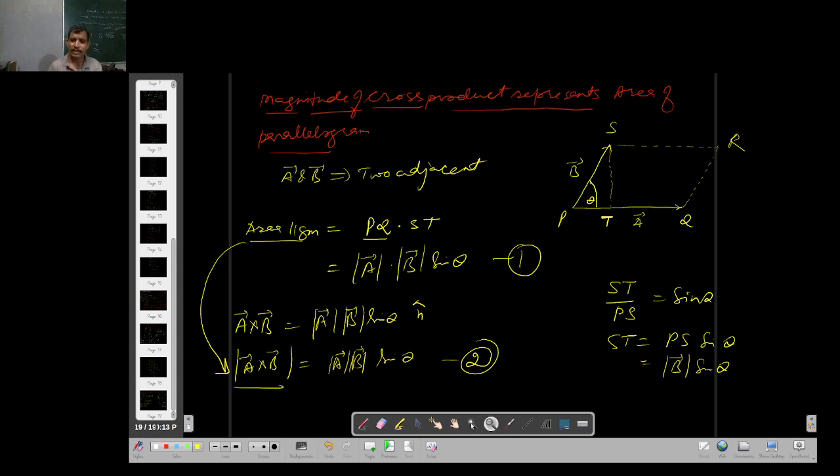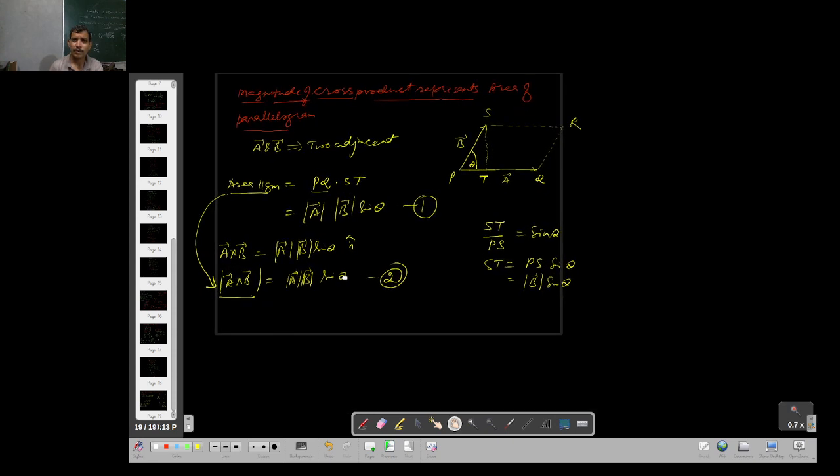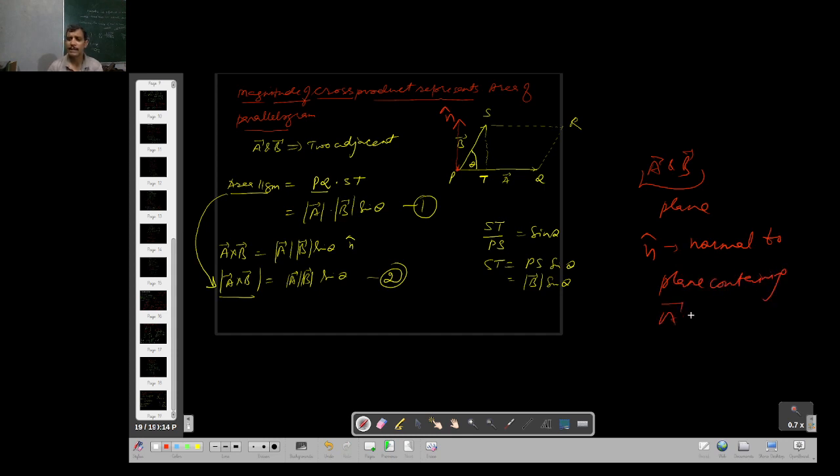Now let us have a look at its direction. Since we know that it's A cross B, if both A and B are lying in some plane, then let us assume that this is the n cap. So n cap is normal to the plane containing A and B.